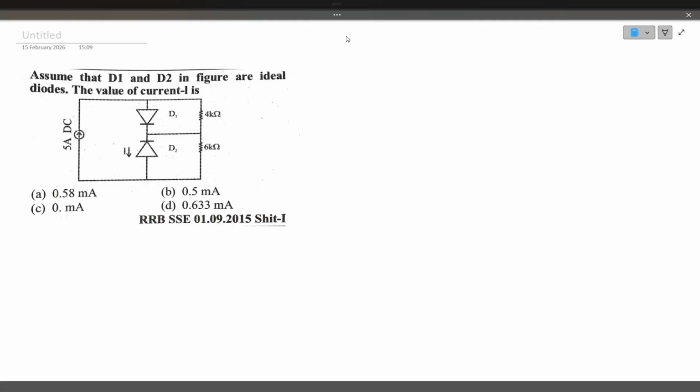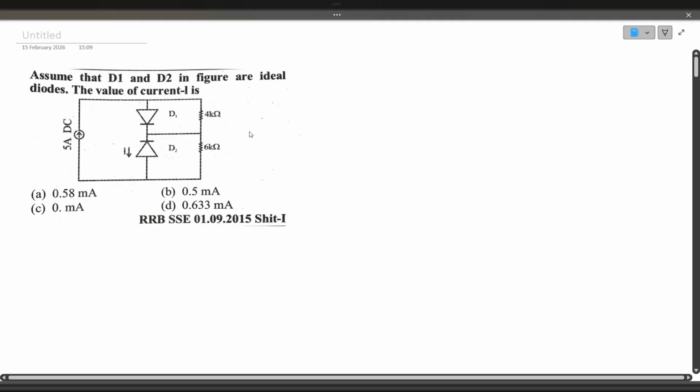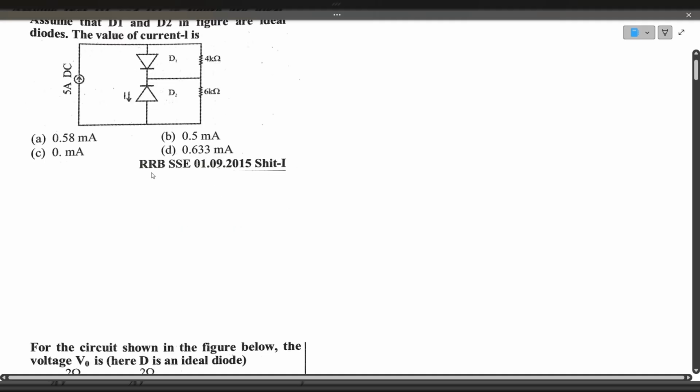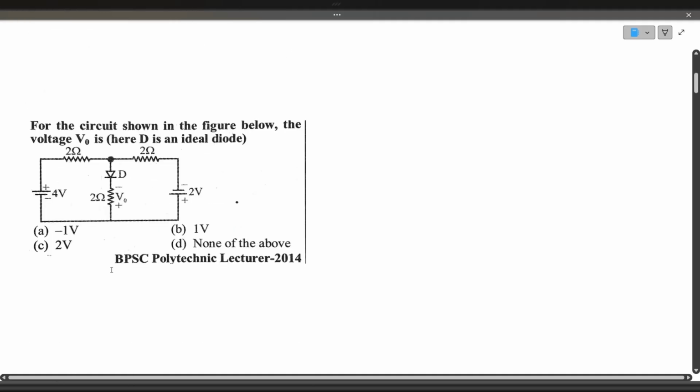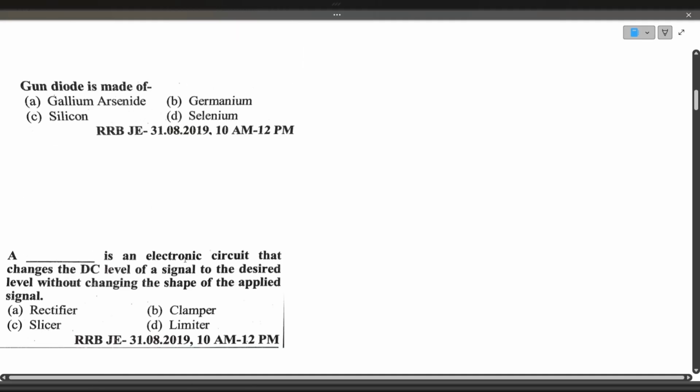Today we'll discuss some more problems of diode circuits from analog electronics. We have nearly 15 to 20 questions today. These are the questions which appeared in previous year examinations. This appeared in RRB SSC, and this is a diode circuit which appeared in BPSC Polytechnic Lecturer. This is in RRB JE examination, like this.